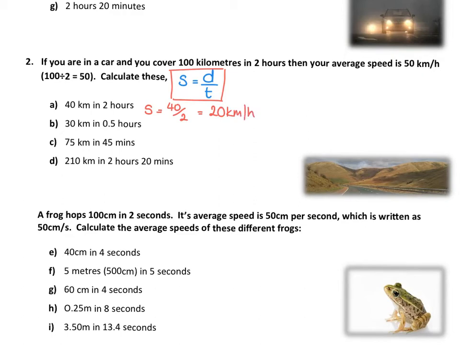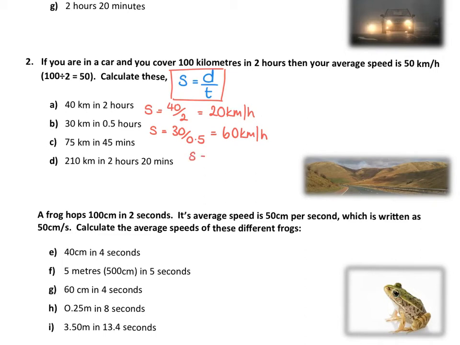30 kilometers in half an hour. So these can confuse people a little bit when they're decimals. Our speed will equal 30 divided by 0.5, which equals 60 kilometers per hour. Don't be tempted to write 15. Okay, it's 30 divided by a half, which is double 30. So if you think about it, if you do 30 kilometers in half an hour, you're going to cover 60 in the whole hour. So your answer should be bigger. Okay, not smaller.